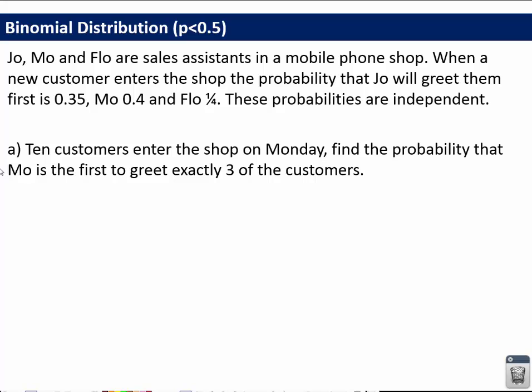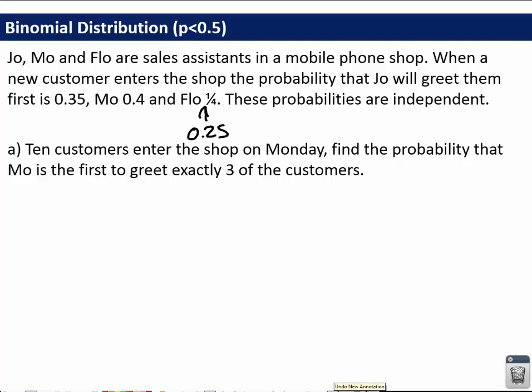Yep. So 10 customers represent 10 different people coming into the store and being greeted first by either Mo, Flo, or Joe. So the probabilities we get for Joe, Mo, or Flo, 0.35, 0.4, and a quarter, are for each individual person that comes into the store. So you can see each individual person as a trial. So when 10 customers come in, there are 10 trials or experiments.